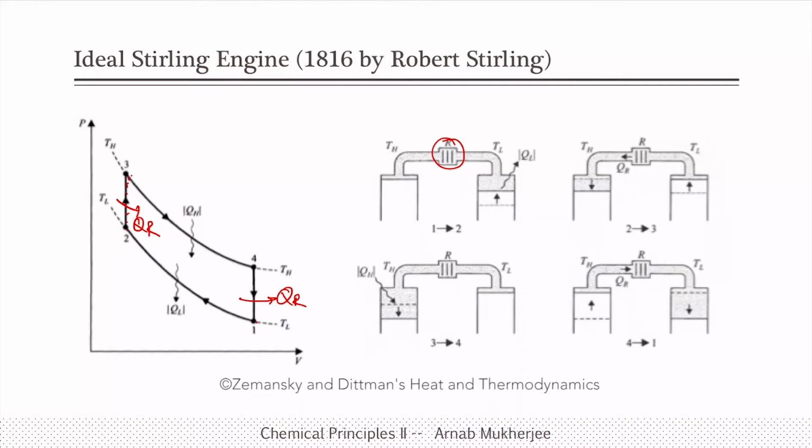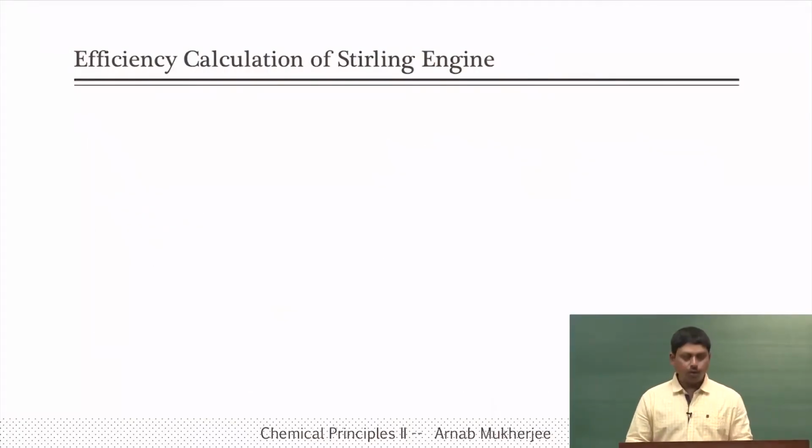If there were no regenerator here, then the heat has to be taken from outside, and therefore, the efficiency will be reduced, because then it will no longer be a Carnot engine. So, we are going to calculate the efficiency of the Stirling engine.